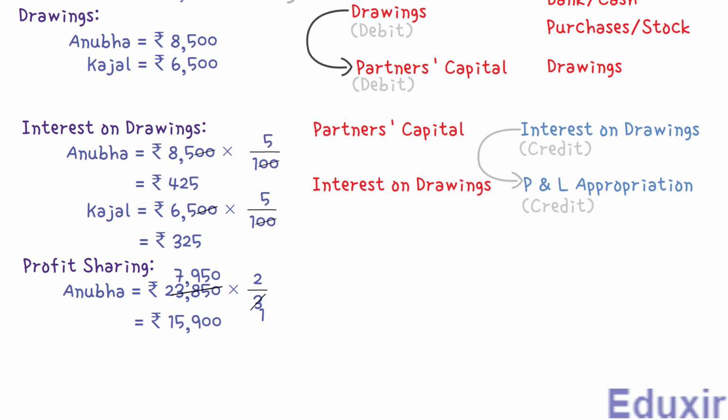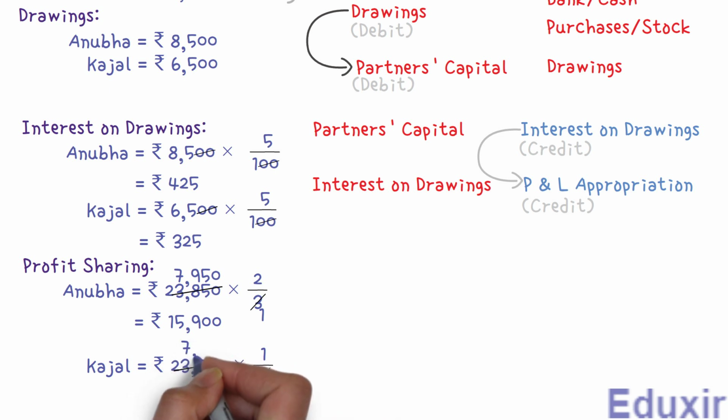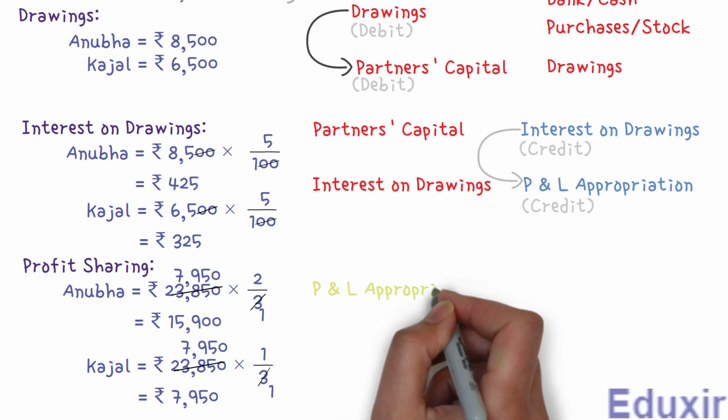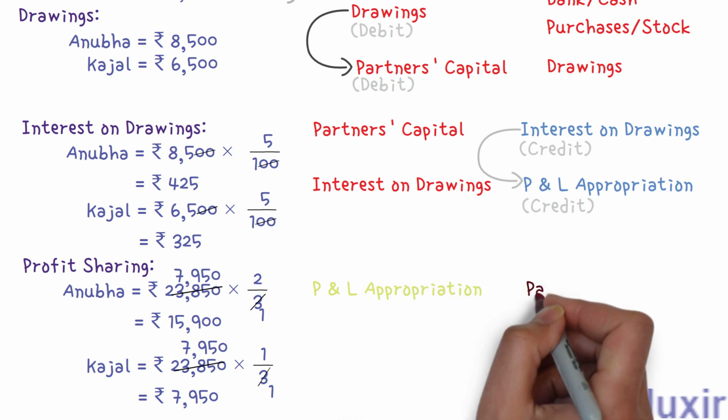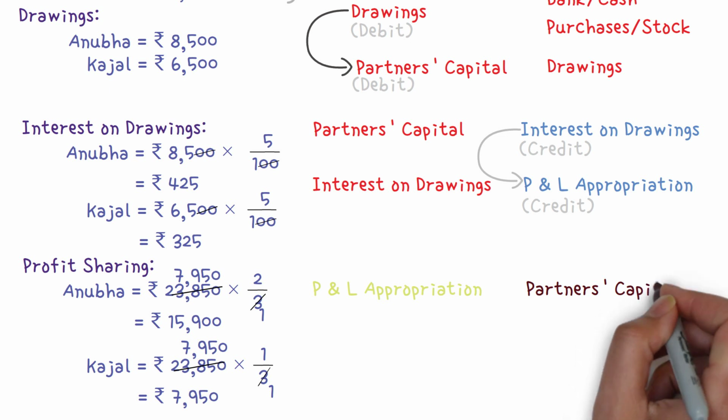Now, the share of profit for the partner Kajal will be equal to the total profit of 23,850 rupees multiplied with her profit sharing ratio of 1/3. Cancelling with 3, 3 ones are 3, 7,950s are. If we multiply the remaining 7,950 and 1, we get 7,950 rupees, which is the profit share of the partner Kajal. Now, for transferring this profit to the individual partners, we should debit the profit and loss appropriation account and credit the partners' capital accounts individually.